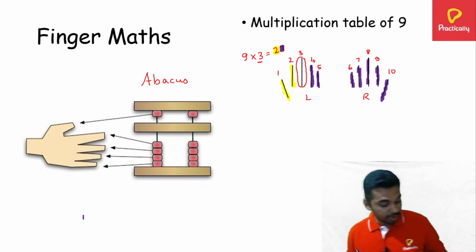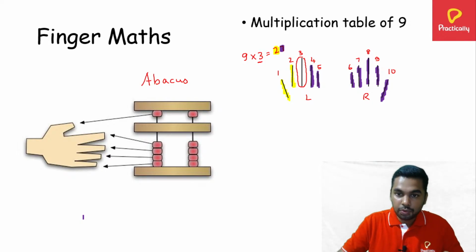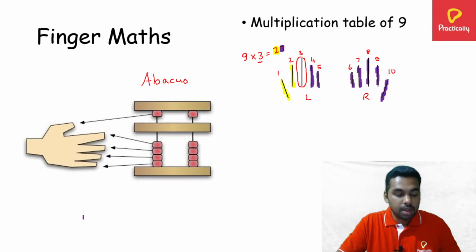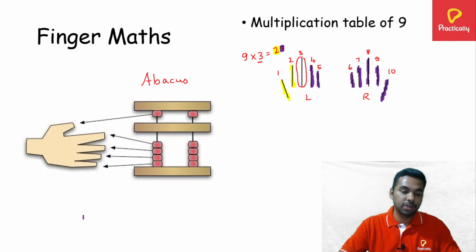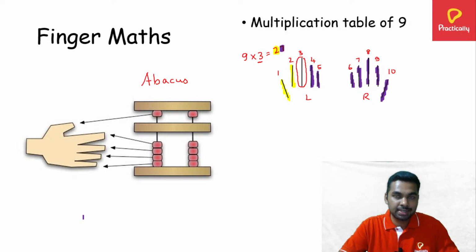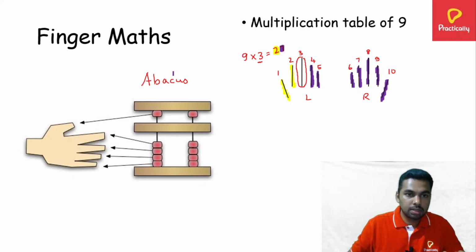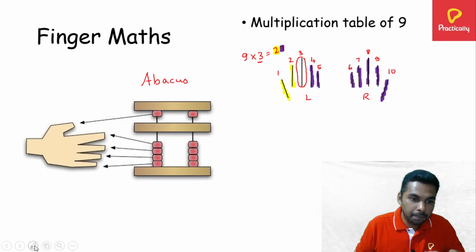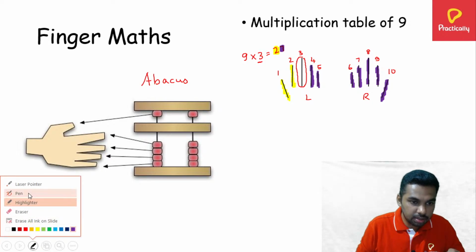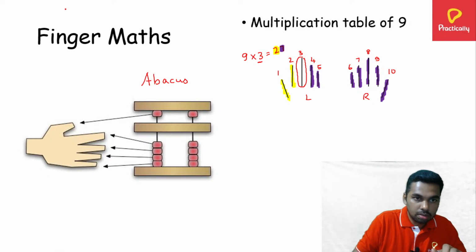Okay, so Manvida asks whether this works only for the 9's table. Not exactly. There is some more finger mathematics. Actually, you can do most of the mathematics in fingers, but it's quite extensive. There is a method called Chisenbop. I don't know if anybody has heard about it.